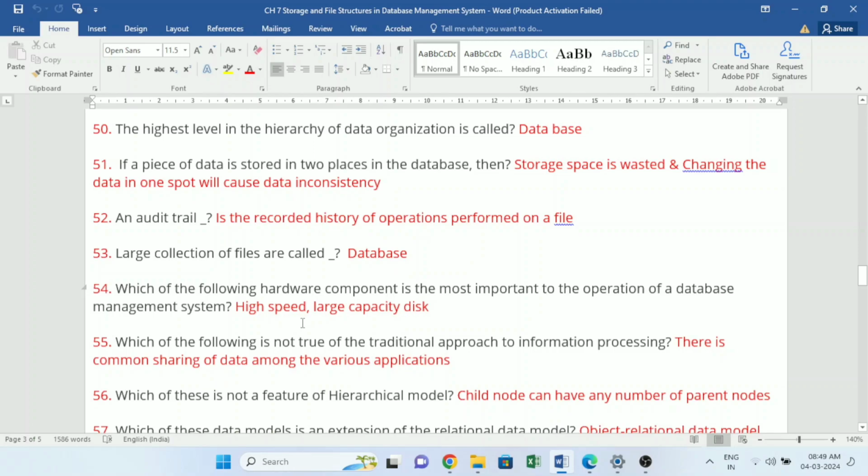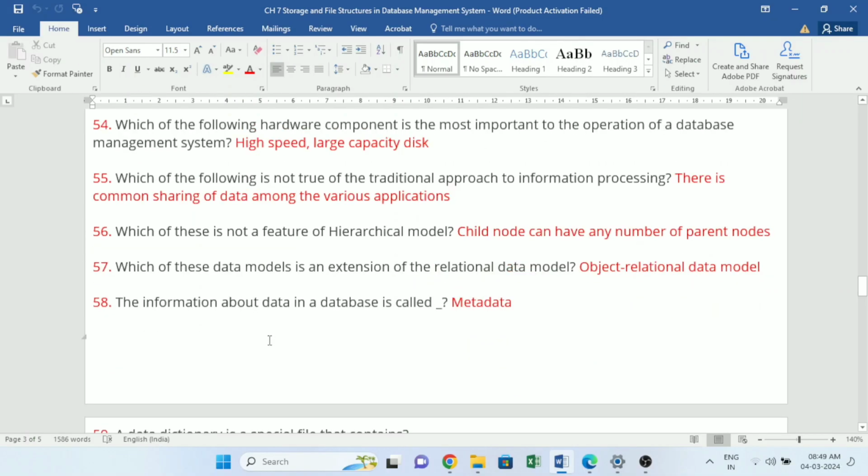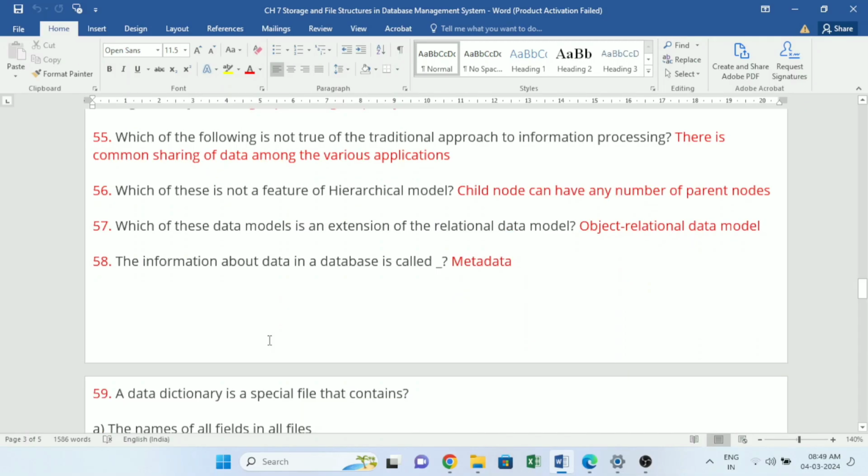52. An audit trail is the recorded history of operations performed on a file. 53. Large collection of files are called _ database. 54. Which of the following hardware component is the most important to the operation of a database management system? High-speed, large-capacity disk. 55. Which of the following is not true of the traditional approach to information processing? There is common sharing of data among the various applications.